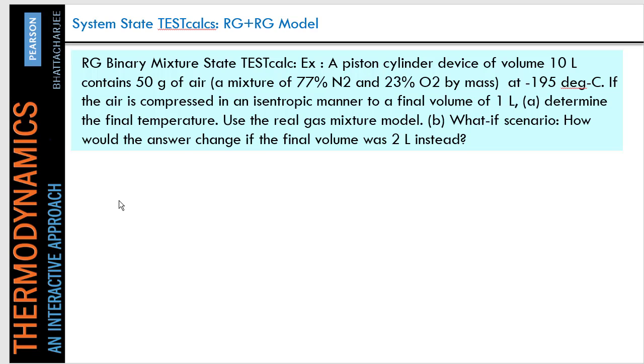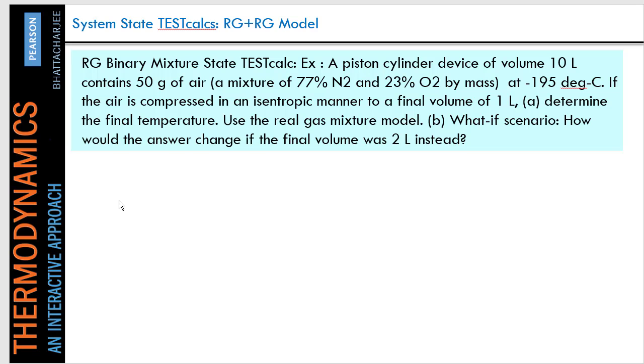This problem states that there's a piston cylinder of volume 10 liters containing 50 grams of air, which is comprised of 77% nitrogen and 23% oxygen by mass at negative 195 degrees Celsius. And then it asks if the air is isentropically compressed to 1 liter, what the final temperature will be.